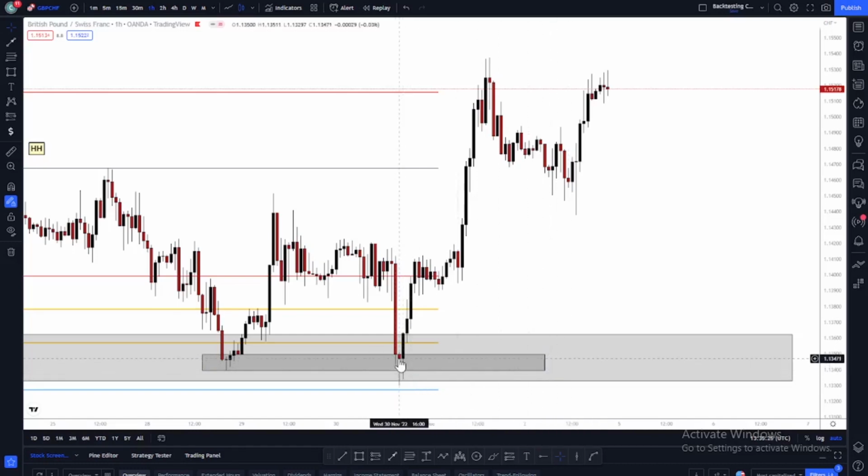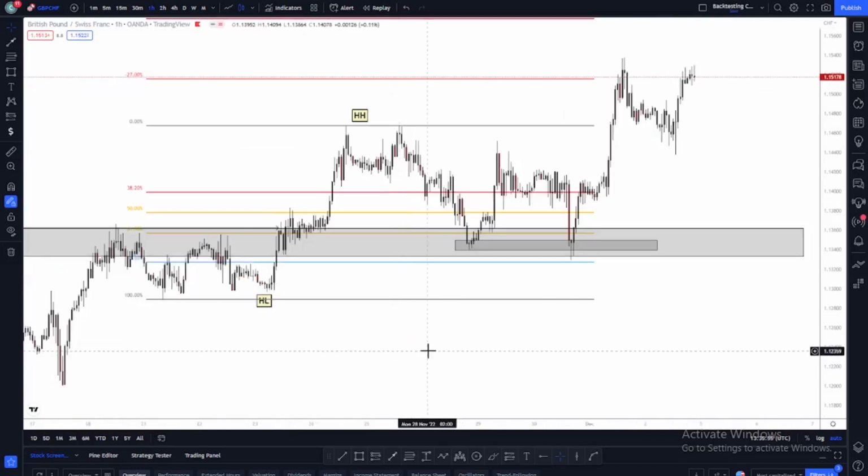So after price rejected and closed bearish, what candlestick followed next? Price rejected that zone again, but this time around closed bullish. It didn't just close bullish. This bullish candlestick engulfed this bearish candlestick right here.